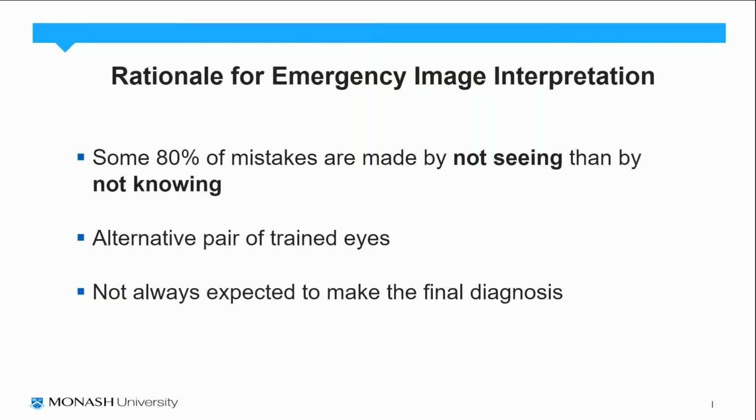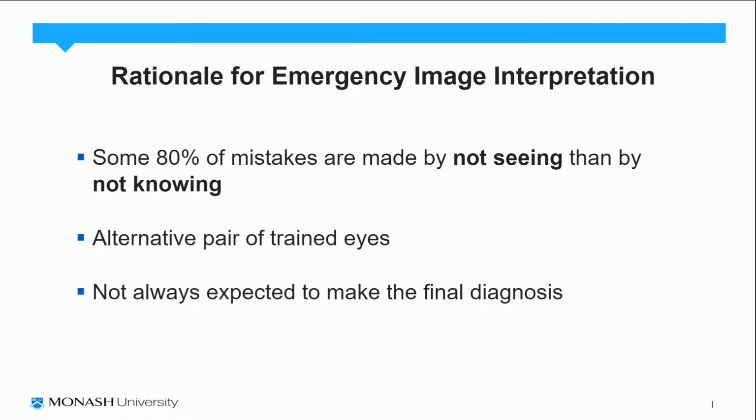So the rationale for undertaking this unit is to assist you when you look at images and to be able to make informed opinions. But be aware that mistakes are often made not by not knowing, but actually by not seeing. You are not specialist radiologists who regularly look at these images, and although for radiologists it's part of their daily duty, they still make mistakes. So it's important to have an alternative pair of eyes to look at the images.